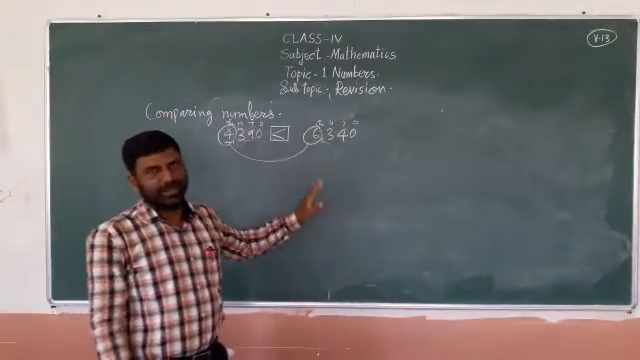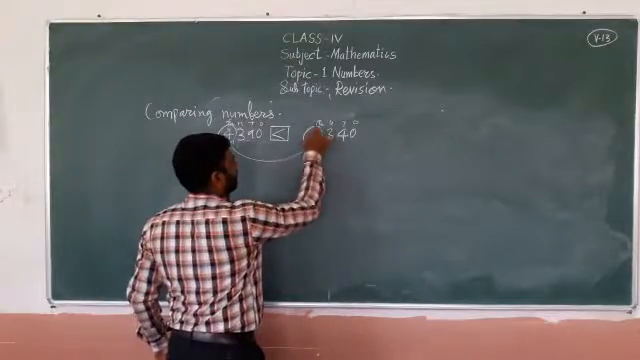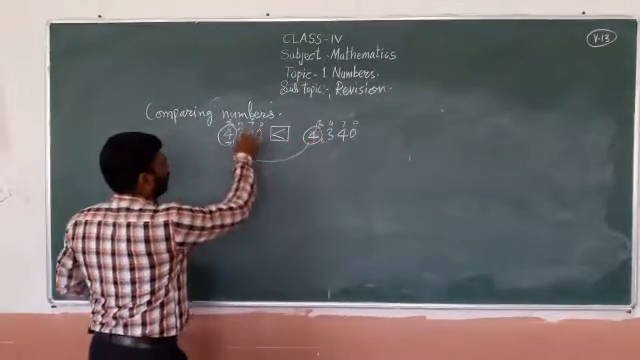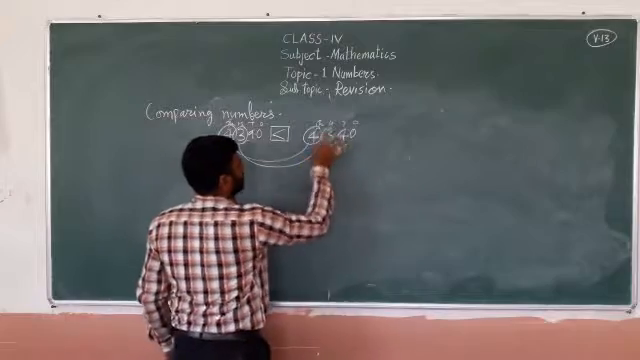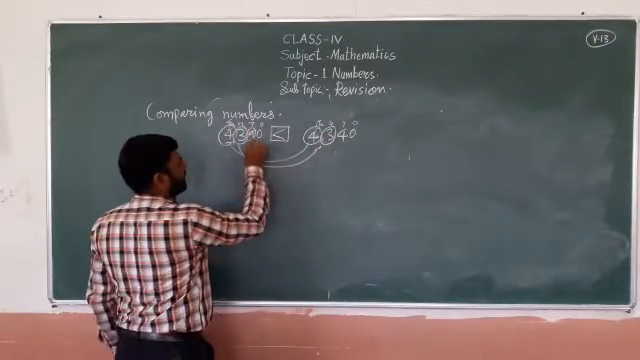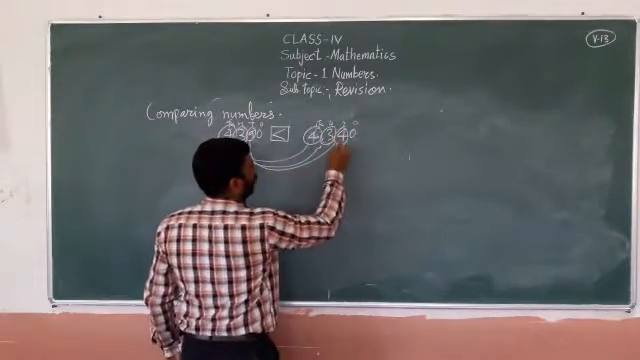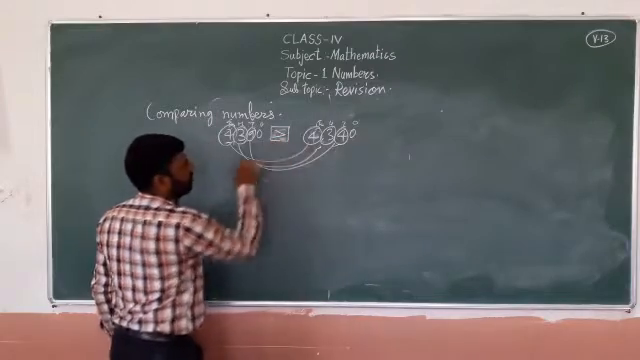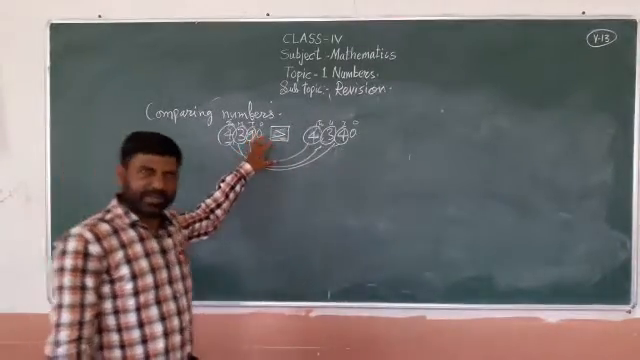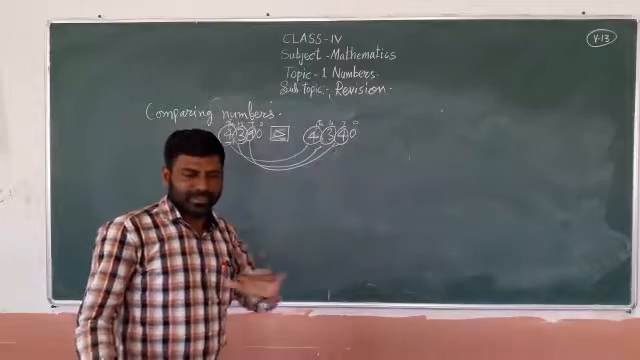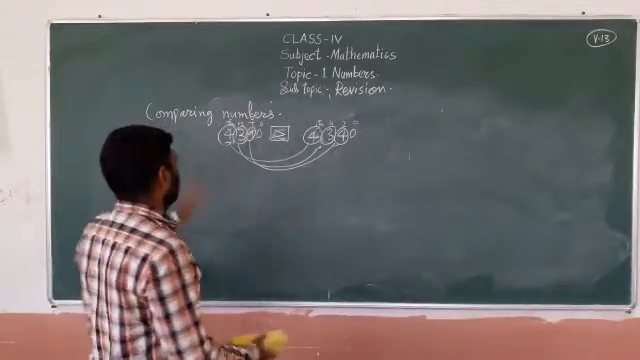Likewise, suppose both are the same. Then go to the hundreds place. Here 3, here also 3. Same. Then the tens place: here 9, here 4. Then this number will be greater because 9 is greater. 90, 40. Understand? This is the way you have to compare numbers.